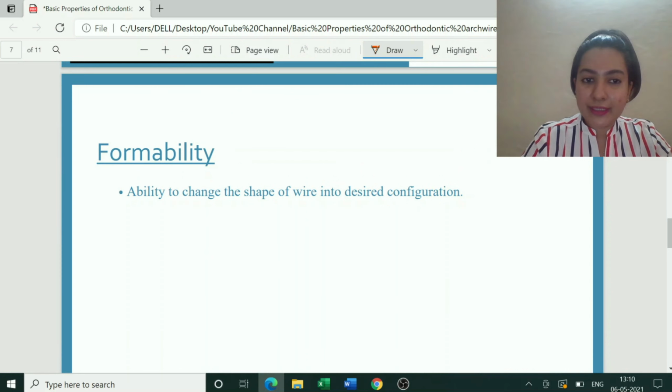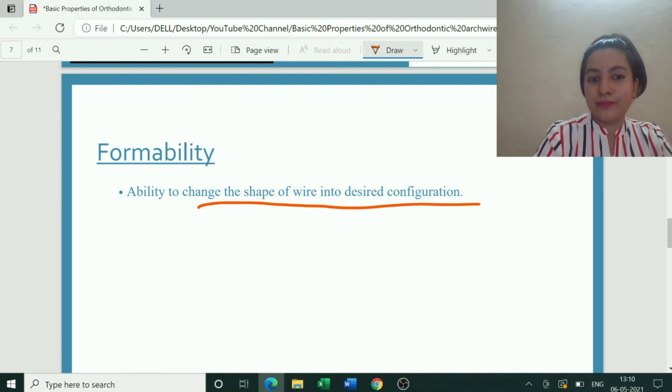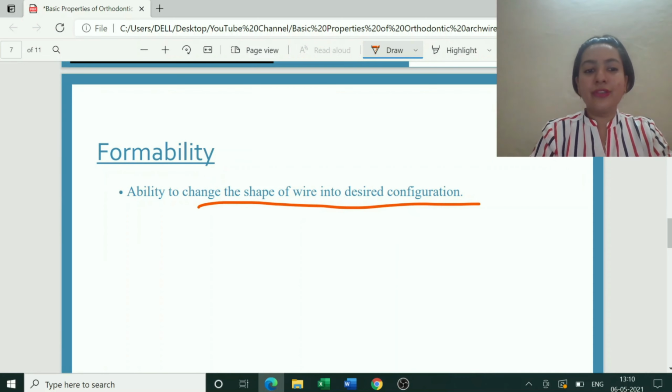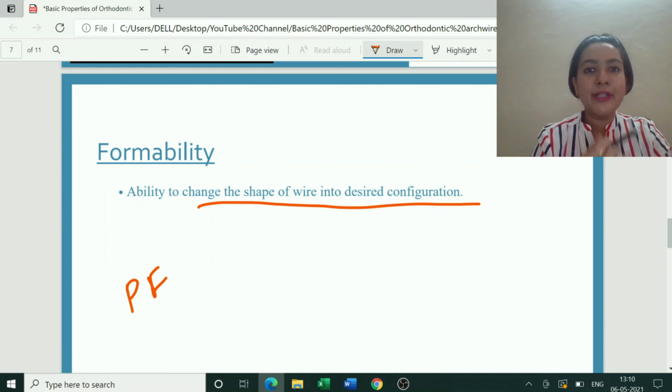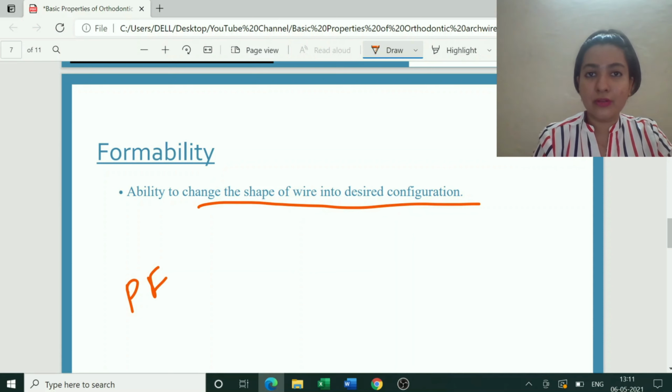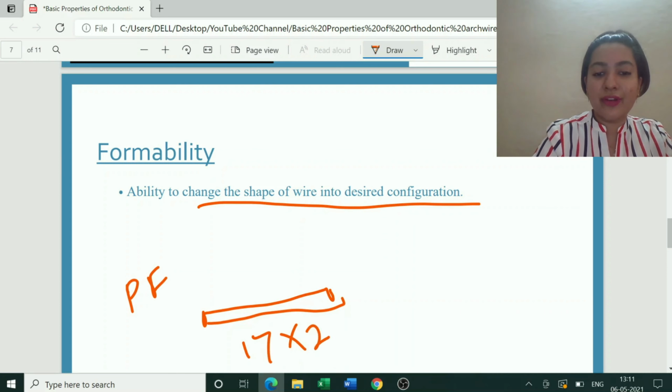Next thing, what is formability? Formability is the ability to change the shape of wire into the desired configuration. Now, we have a few wires which are pre-formed. It means they are already formed. We need not form them. We need to directly insert them into the patient's mouth. The next set of wires are not pre-formed. For example, we get straight stainless steel arch wires. Imagine this is a straight stainless steel 1725 SS arch wire.